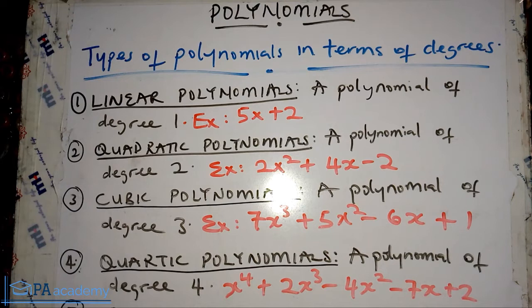So right here in this part 1, to start with, we are going to be looking at the types of polynomial in terms of degree. This is the first one we are going to be looking at. So right here we have 5 different types of polynomial when we are talking about the degree.